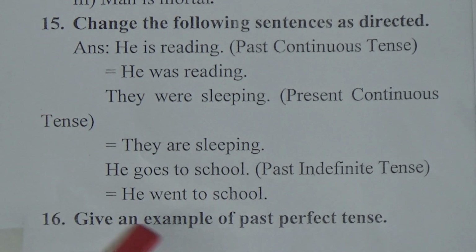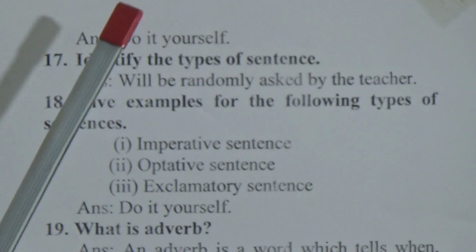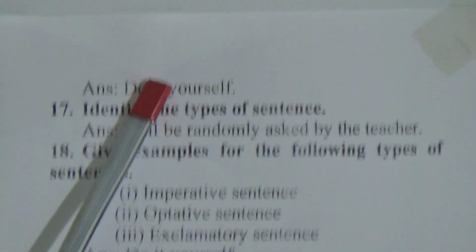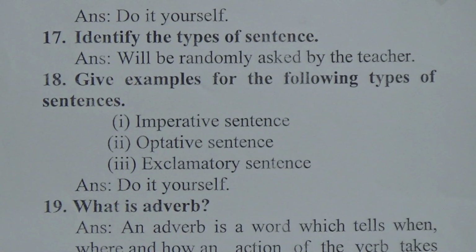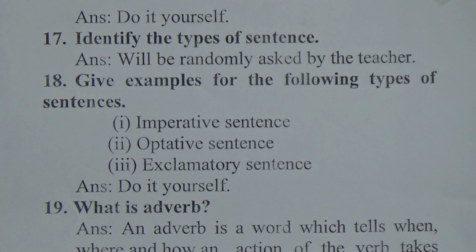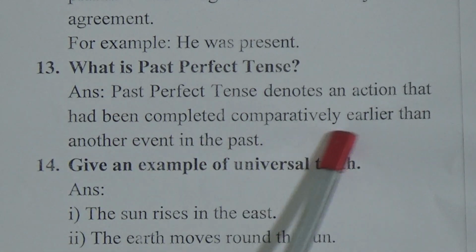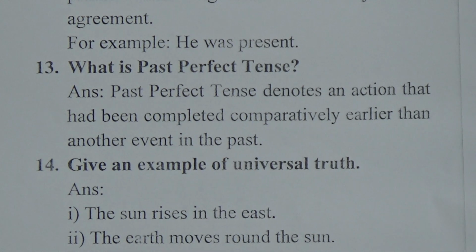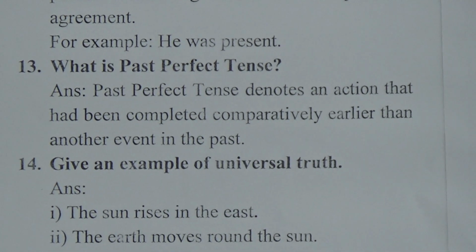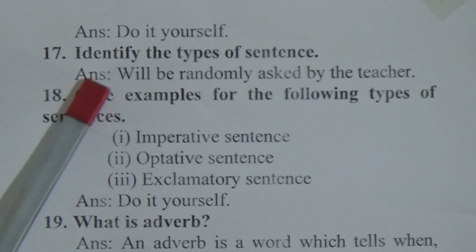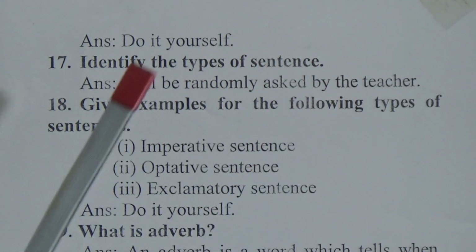Now number 16, give an example of past perfect tense. So it is also given the do it yourself. So you will make your own sentences of the past perfect tense. And what is the past perfect tense? Now look, we have read here, the past perfect tense denotes an action that had been completed comparatively earlier than another event in the past. So there will be two events and one event will have happened earlier, like the patient had died before the doctor came.